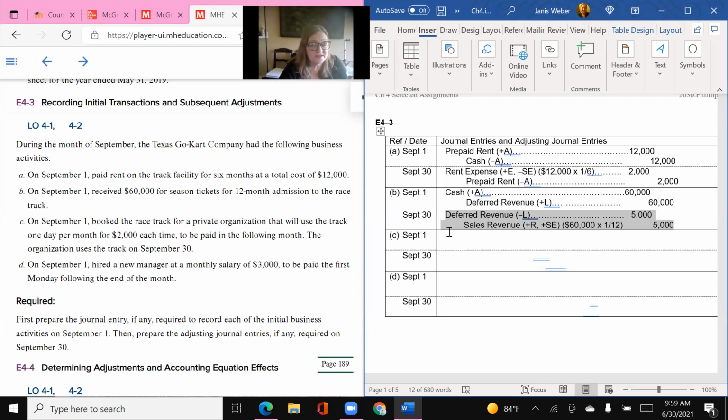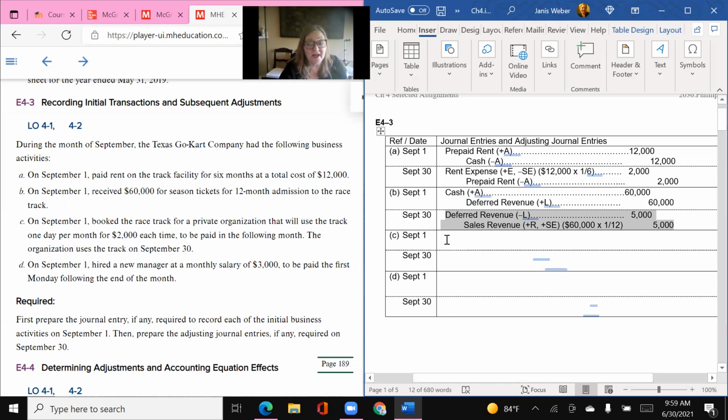All right, so now the C one. On September 1st, we booked the racetrack for a private organization that will use the track 1 day per month for $2,000 each time, to be paid the following month. The organization uses the track on September 30th. Okay, so this one is kind of tricky because if you read it 2 or 3 times, you'll figure out no cash took place at all. It's not a deferred revenue because they didn't give us cash.